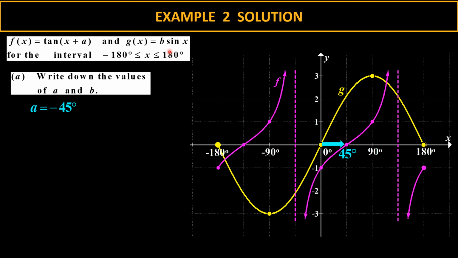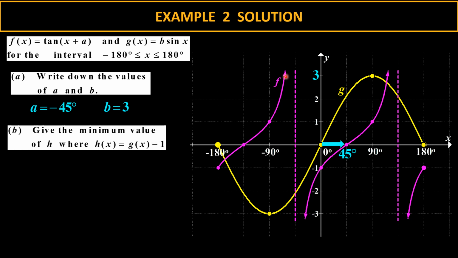Now to look at the b value, this is the amplitude. So I have to identify the amplitude, and you see the maximum value is 3 and the minimum value is negative 3. So the amplitude is 3. Therefore the b value here is just equal to 3.